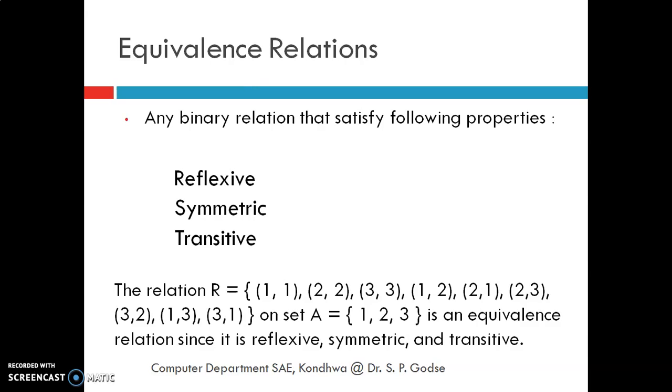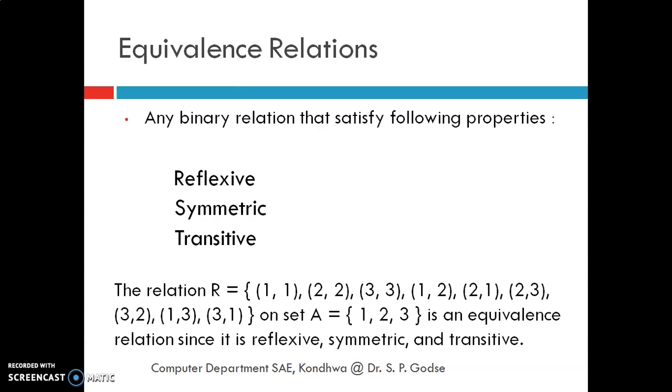Second property is symmetric. Symmetric means relation R is symmetric if for all (A, B) belonging to R, (B, A) should also belong to R, where A, B, C should belong to the set A. In this case, (1, 2) is present in R, therefore (2, 1) should be present. For (2, 3), (3, 2) is present, for (1, 3), (3, 1) is present. Therefore this relation is symmetric also.